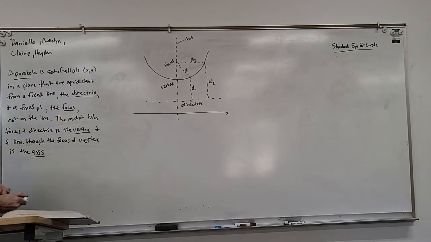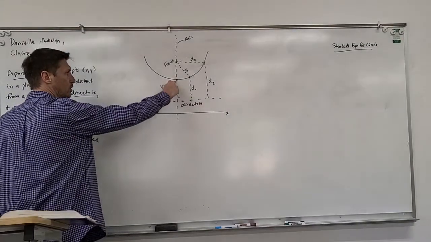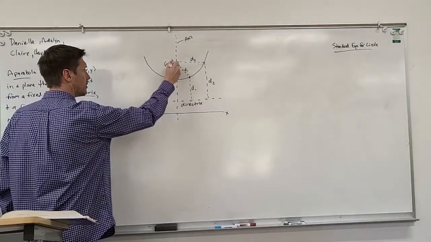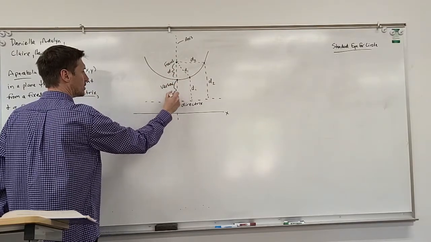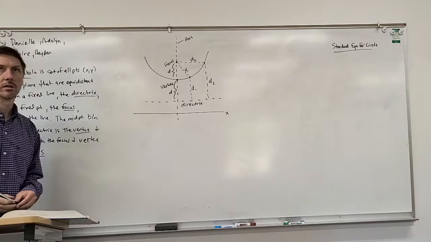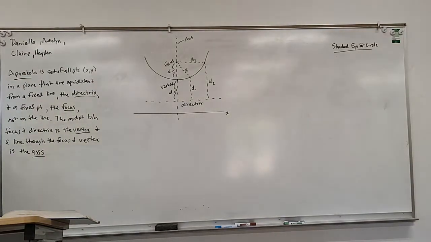And so what should be obvious to you as well is that one of the points we could draw it to is where the vertex is. And so that means that this distance here and this distance here, the distance from the vertex to the directrix and the focus, are going to be the same, right?